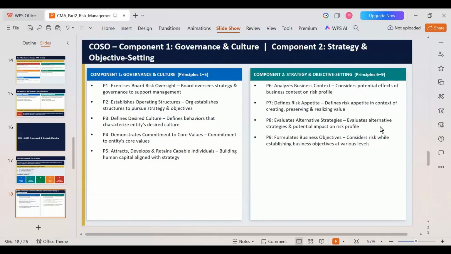Businesses usually don't accept any risk above their risk appetite. So at that point, we will have to search for alternative strategies which give us risk within the extent of our risk appetite. This is one of the purposes why we evaluate alternative strategies. And initially also, in order to select the best strategy, we evaluate alternative strategies and their potential impact on the risk profile. Then comes formulation of business objectives. Based on our risk profile, we will be choosing our objectives.